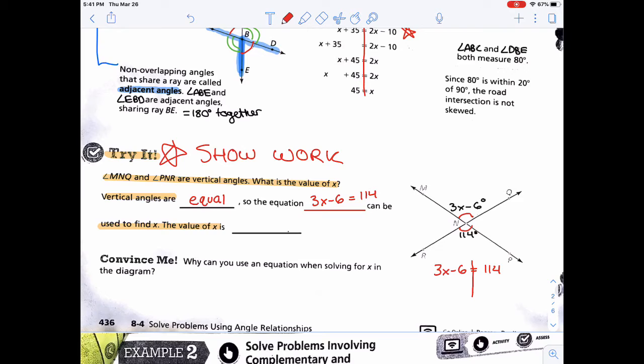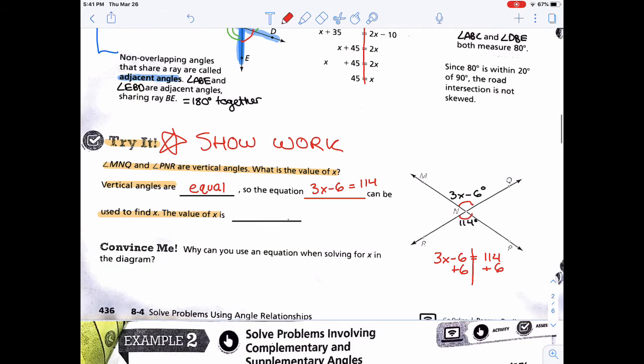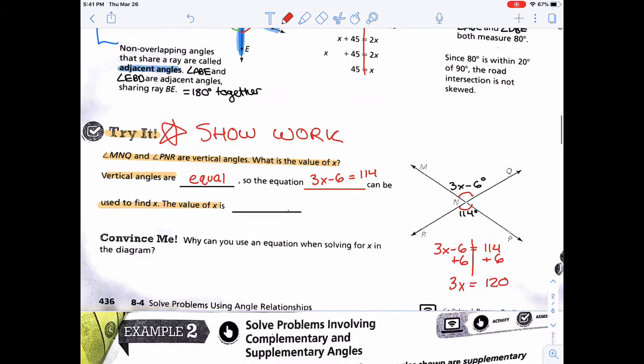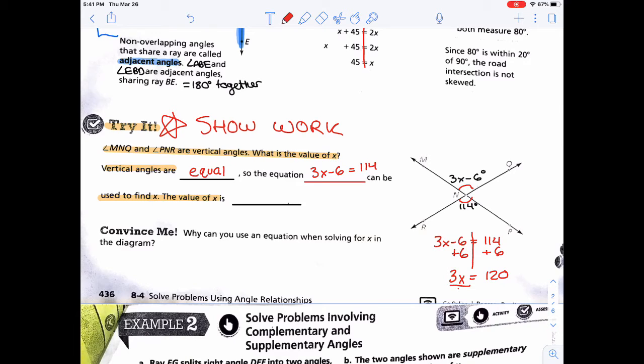We only have one variable term, so we're going to go ahead and get that by itself by adding 6. Remember, we're doing the opposite of subtracting 6 to get it to the other side. And we get 3x is equal to 120. And again, remember, we want to get that x by itself. So how do we undo multiplying it by 3? We divide by 3. And we get x is equal to 120 divided by 3, which is 40.